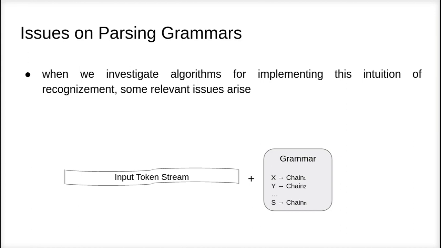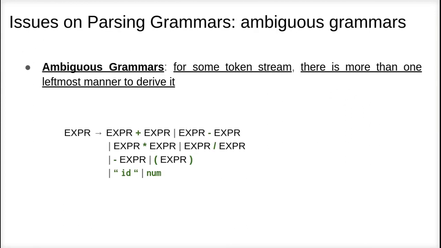So on the previous lesson we saw how to produce a grammar for a programming language, and we intuitively recognize an input stream of code as belonging or not to the programming language of that grammar. Nevertheless, when we investigate algorithms for implementing this intuition of recognition, some relevant issues arise. We are now going to investigate some of them. The first issue is what we call ambiguous grammars.